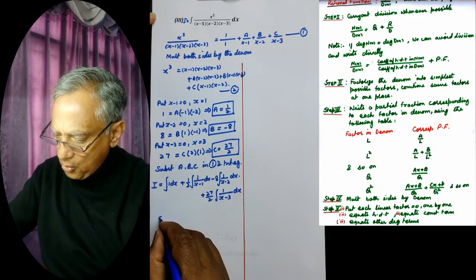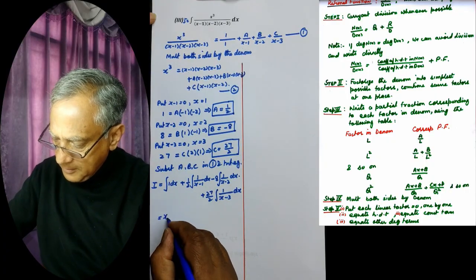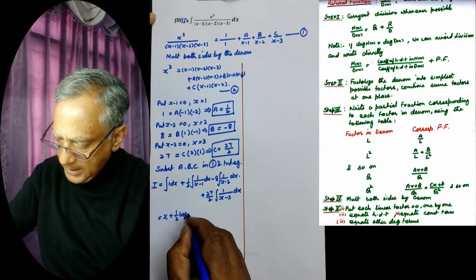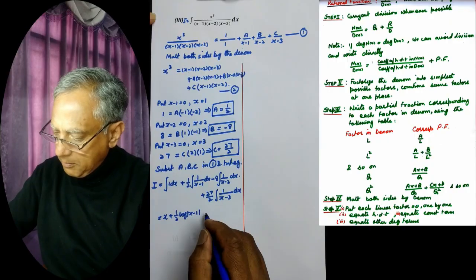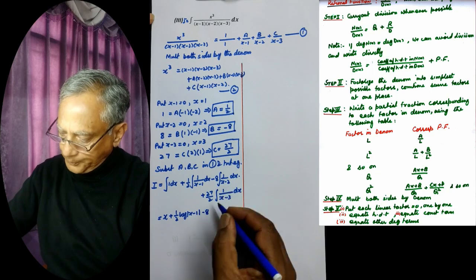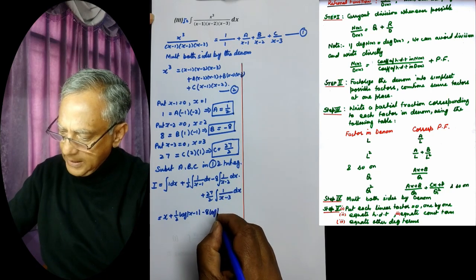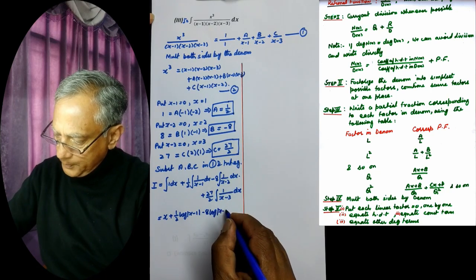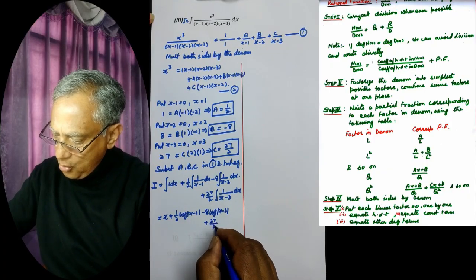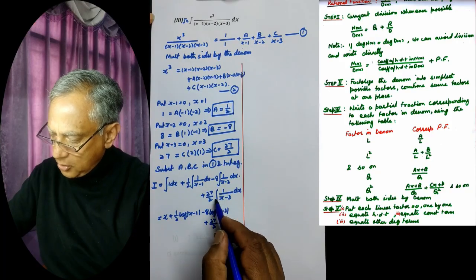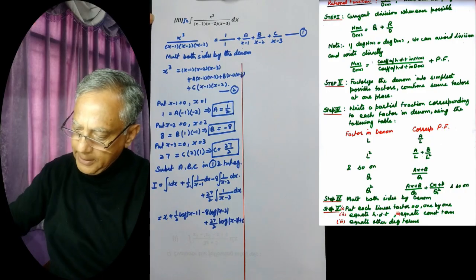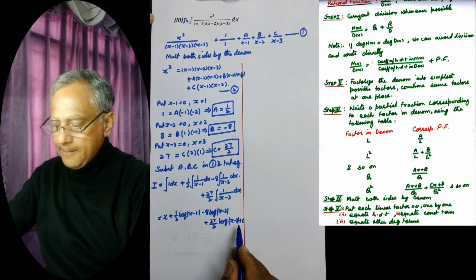So this is equal to x plus 1 by 2 log of x minus 1, minus 8 log of x minus 2, plus 27 by 2 into log of x minus 3, plus C. So this is the answer.